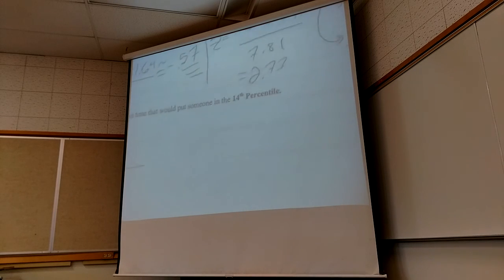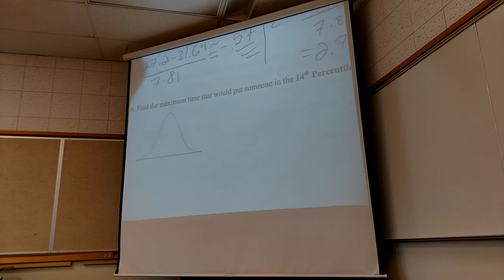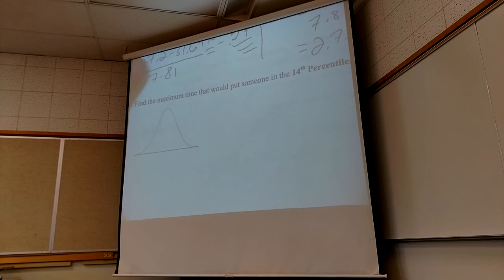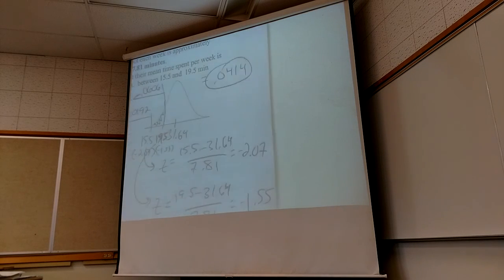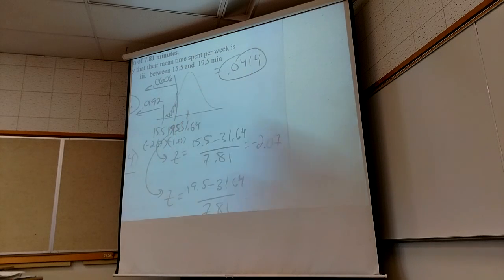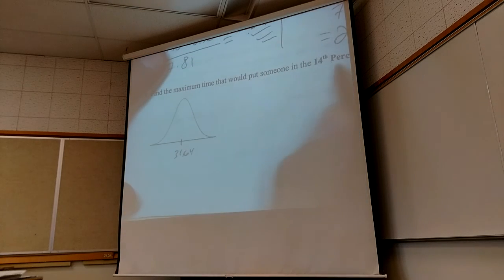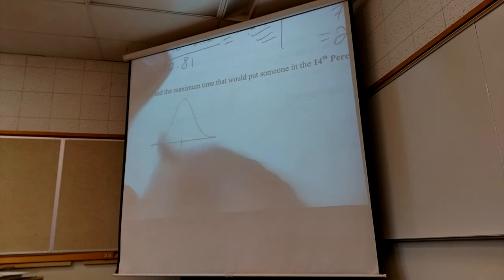And now the last problem on this thing. Max and Tyler, put somebody in the 14th percentile. Where would that 14th percentile be? To the left. So the 14th percentile would be somewhere down here. Is that cool? Yeah. Because it's got to have only 14% below it, so that's 0.14.